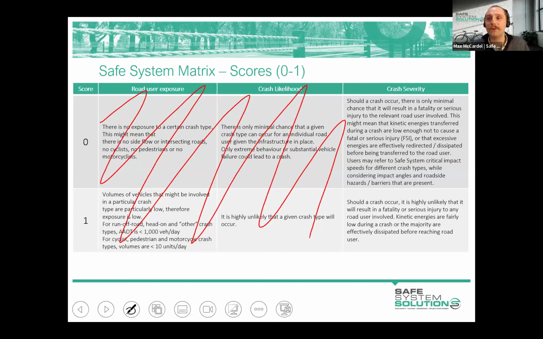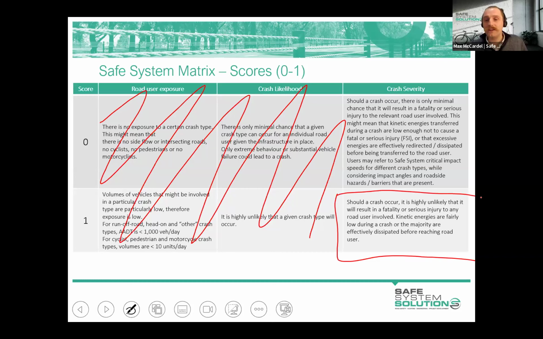It's not a common practice to use 0 for crash severity. I guess if you're in a 10 km/h shared zone where vehicles are very, very slow, but even in those areas, we do get elderly people hit and they can suffer serious outcomes. So just be wary of putting 0 for severity in that one as well.